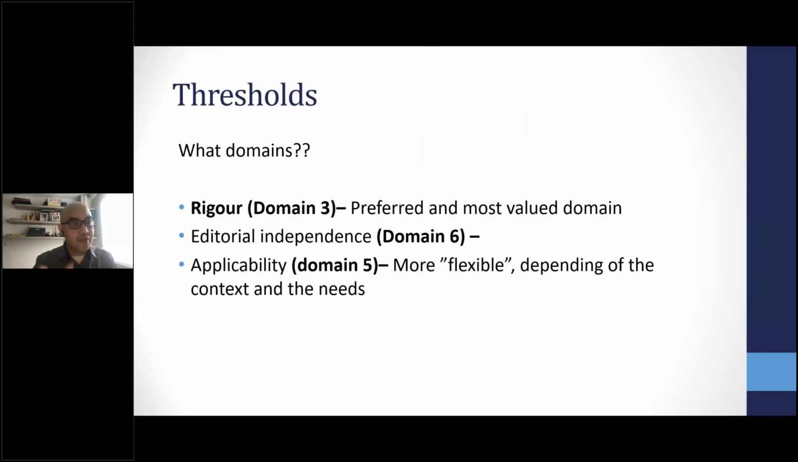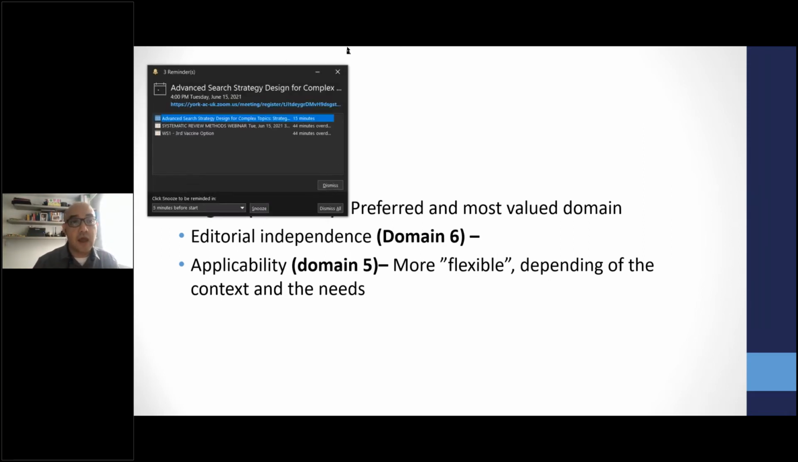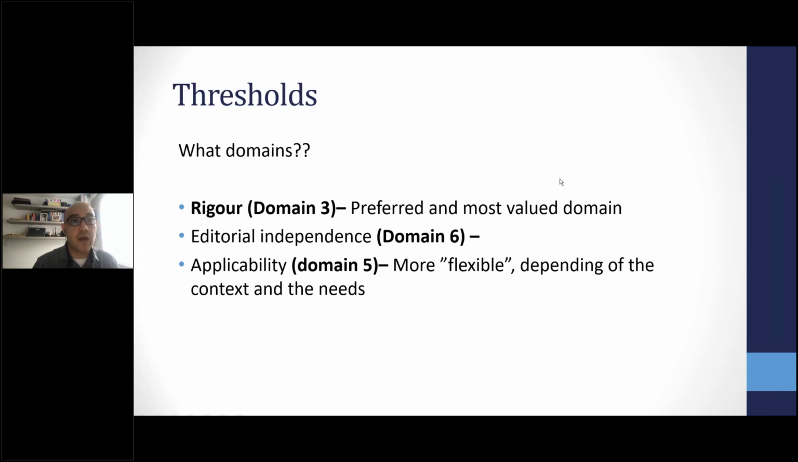As I told you before, usually we prioritize domain 3, but in some cases we need to prioritize domain 6, which is about editorial independence. That happens when you have a lot of guidelines in which you are very concerned about conflict of interest management. Then you could say, okay, I am going to make a cutoff at 60% and only keep those guidelines that have more than 60% in the editorial independence domain, because there is a lot of conflict of interest in these guidelines. That could be a way to do it.